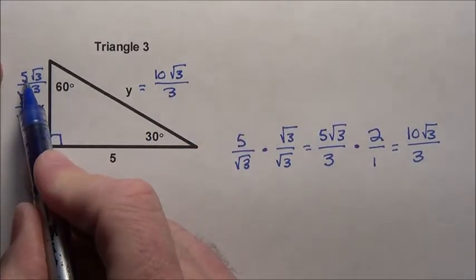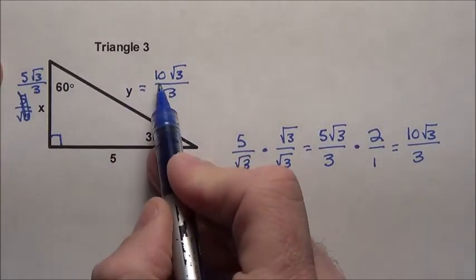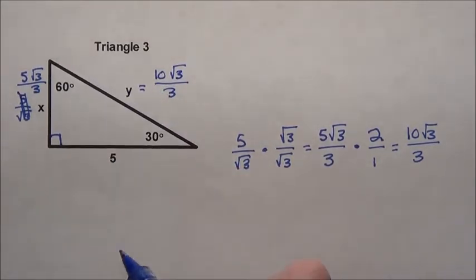Basically, the outside number here, the numerator 5, will double. Multiply by 2 gives me 10. So it's 10 root 3 over 3. That's the way I write my answer.